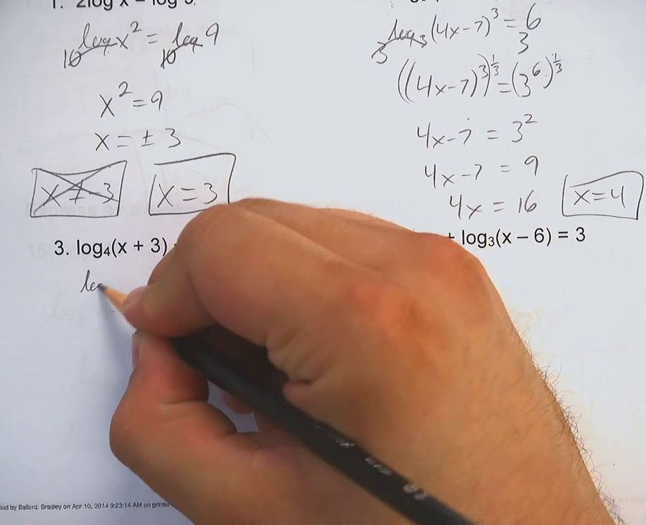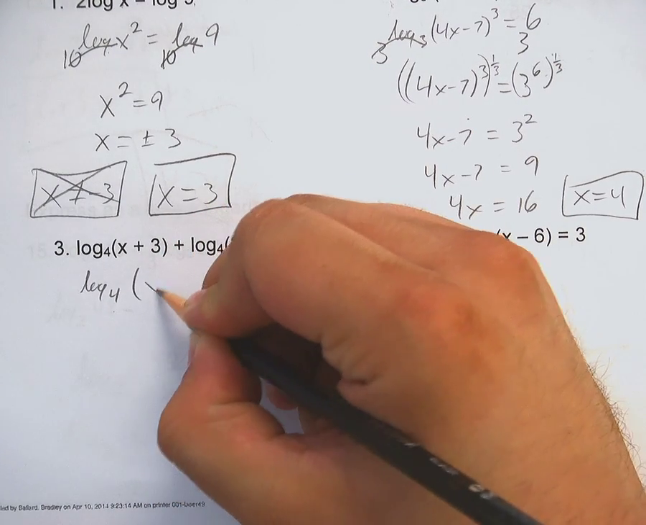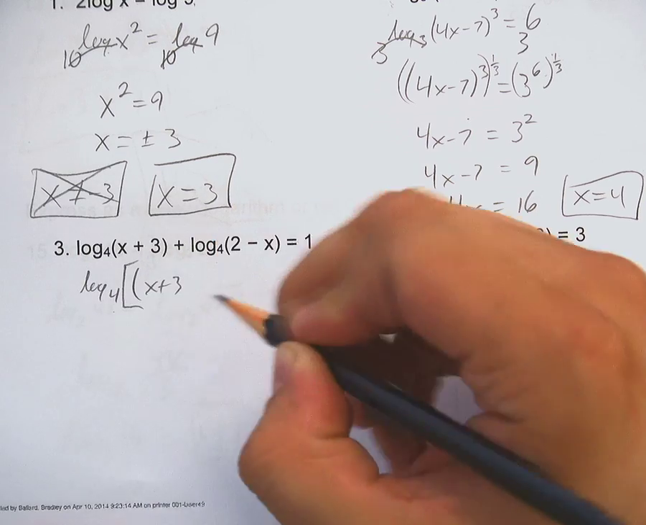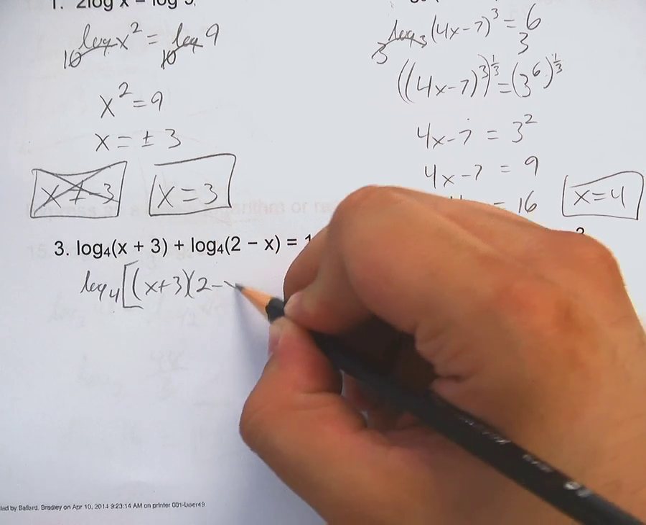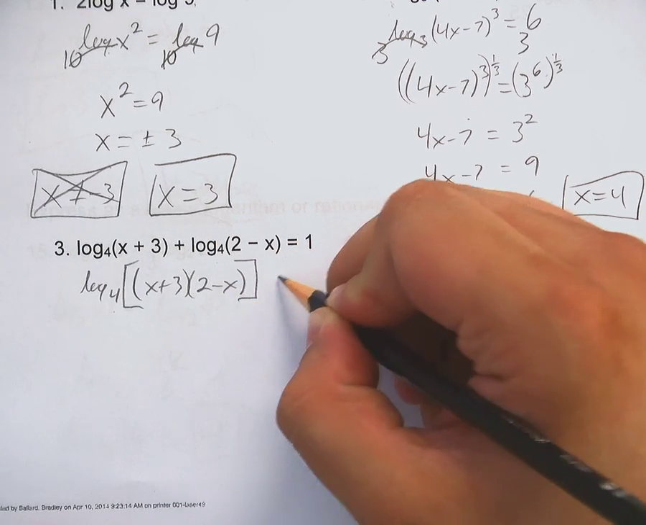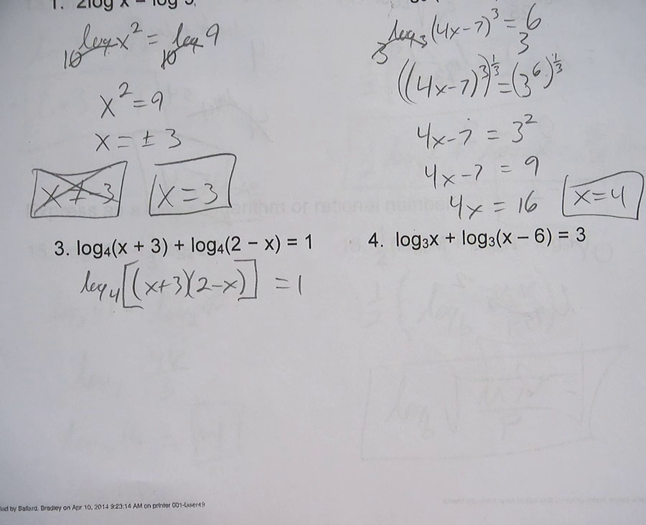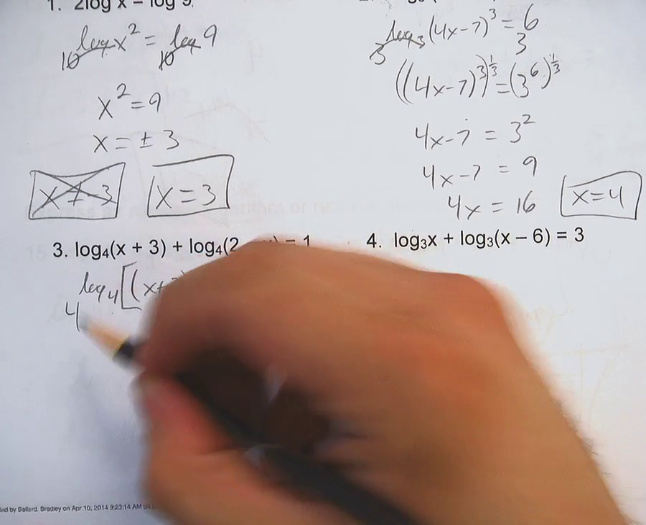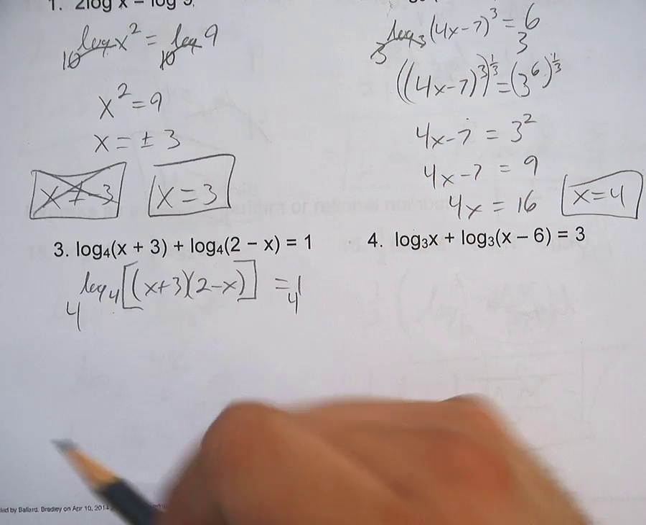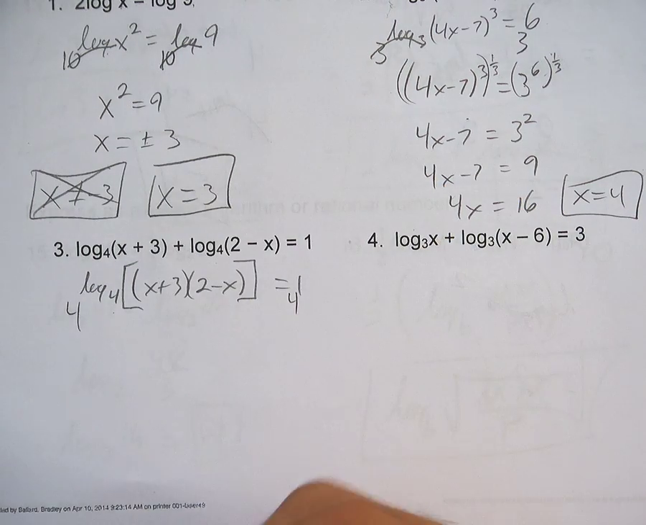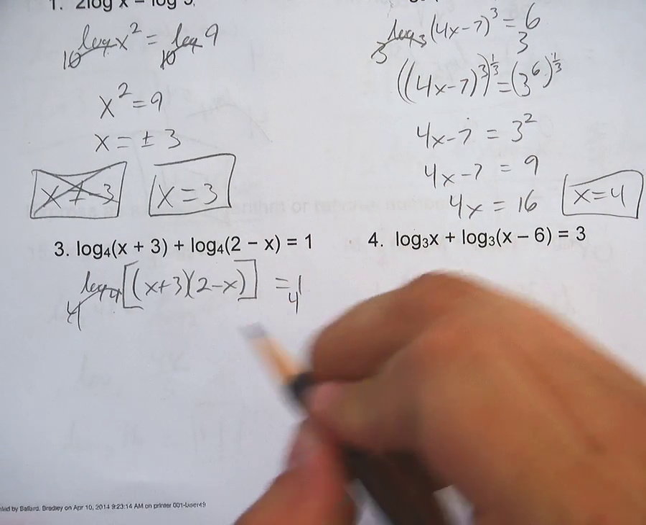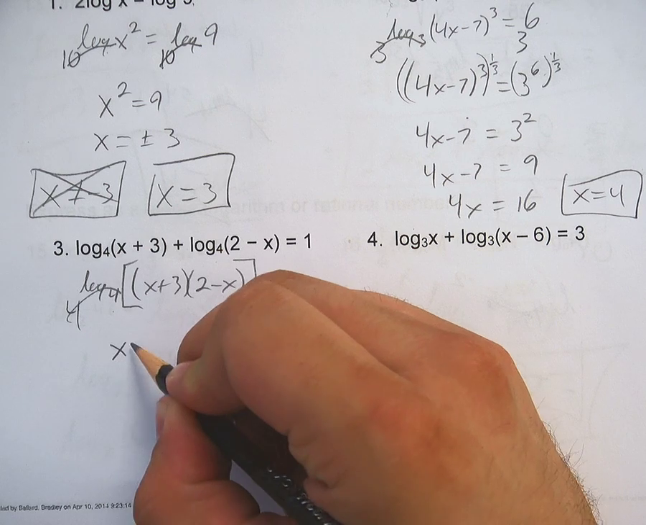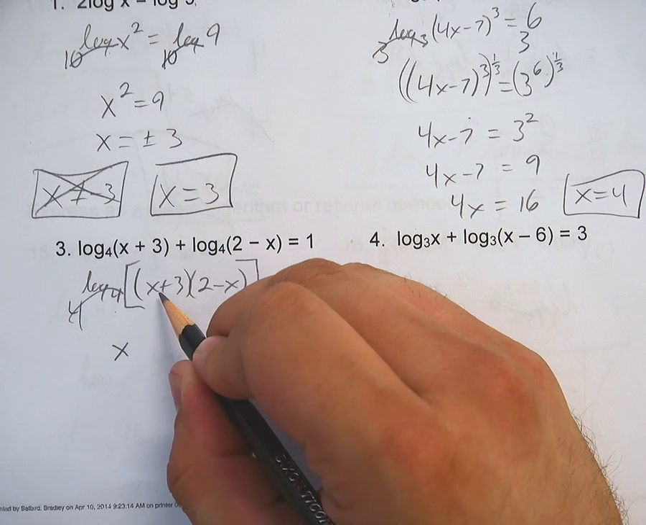It's going to be log base 4 of (x plus 3)(2 minus x) equals 1. Let me do it like this. And you raise 4 to both sides. That sounds really weird, but you raise both sides to a power with 4 as the base. And you get x. Let's go ahead and multiply these out.